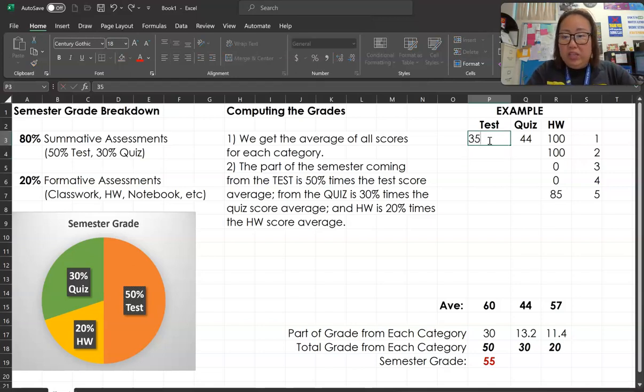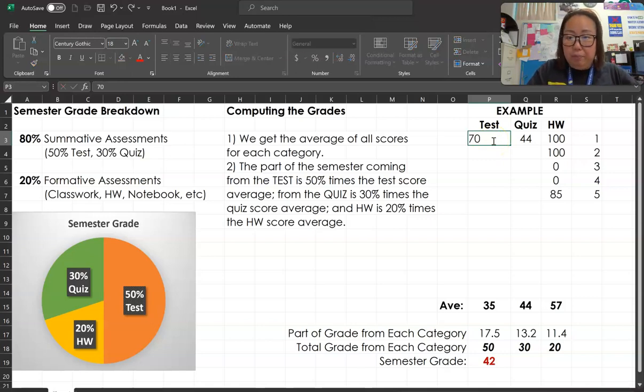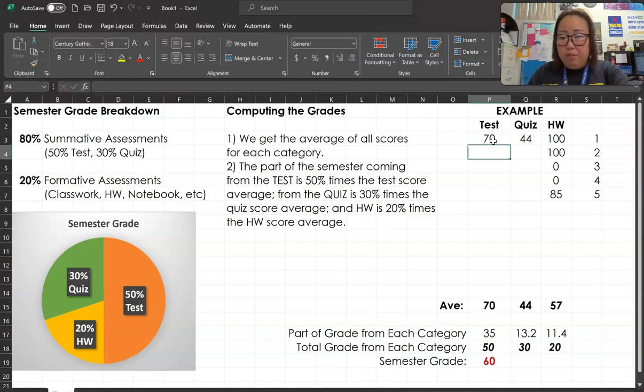So again, what if it was from a 35? What if the kid doubles the original score? So from a 35, what's 2 times of it? It's a 70. And take a look, from a 42, this kid already has a passing semester grade of 60.